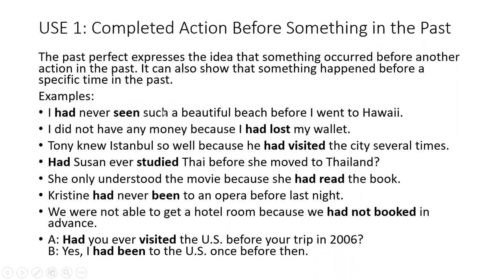I had never seen such a beautiful beach before I went to Hawaii. So we have two verbs happening, going to Hawaii and never seeing a beach. Both of them happened in the past, but one happened before the other. Here, the never seeing a beach happened before the going to Hawaii. And that's why I use the past perfect to say, I had never seen such a beautiful beach before I went to Hawaii.